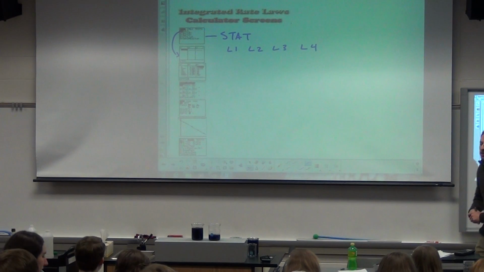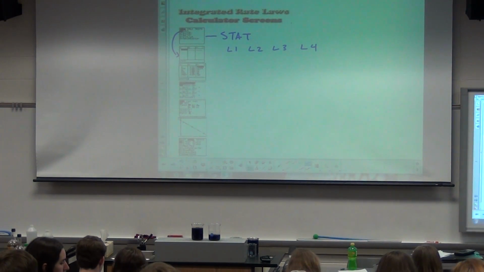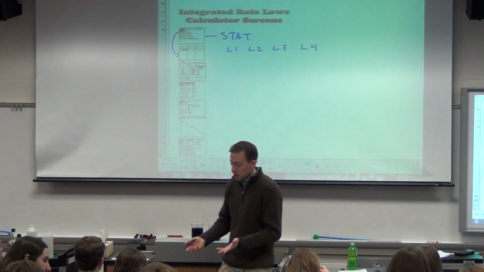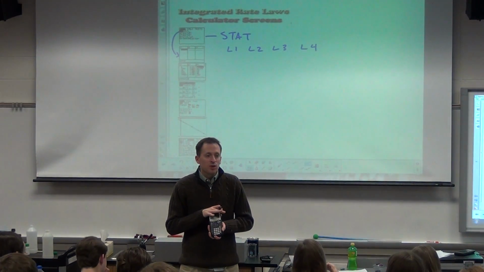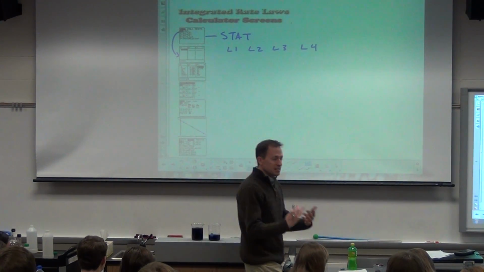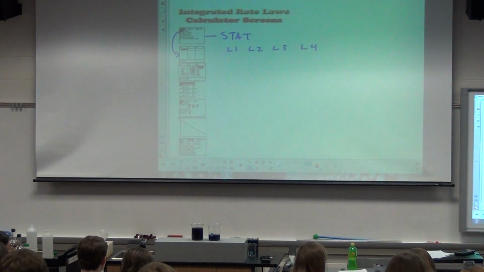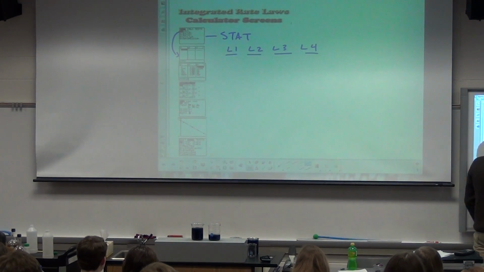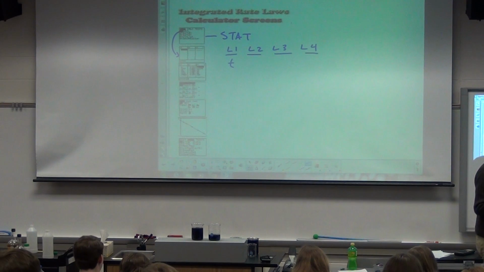You're going to have 4 columns, okay? If you repeat this the same every single time, it's going to make more sense. Now, if you have your own calculator, you set this up once, you're going to be fine. If you're borrowing one, it does take a little extra practice. What we are going to do is for this first one, it's always going to be my time.